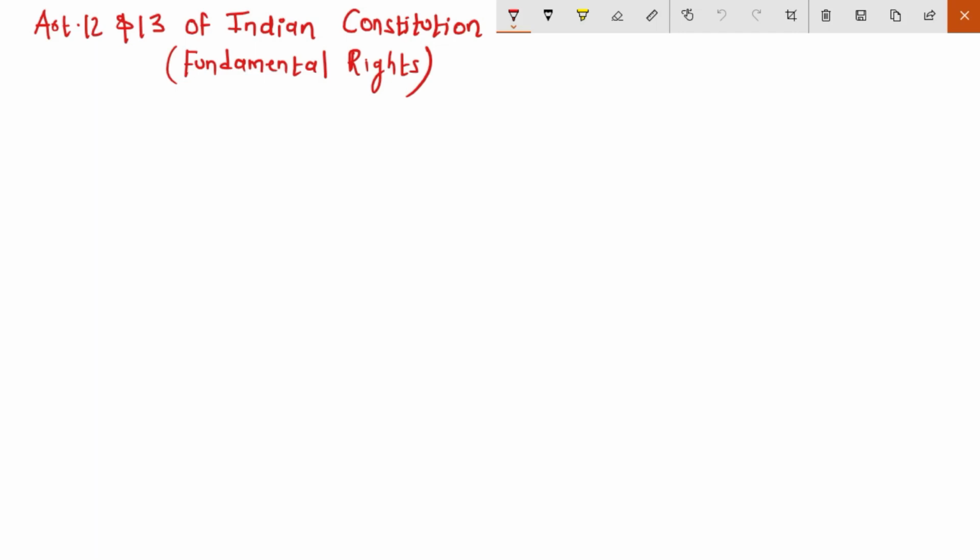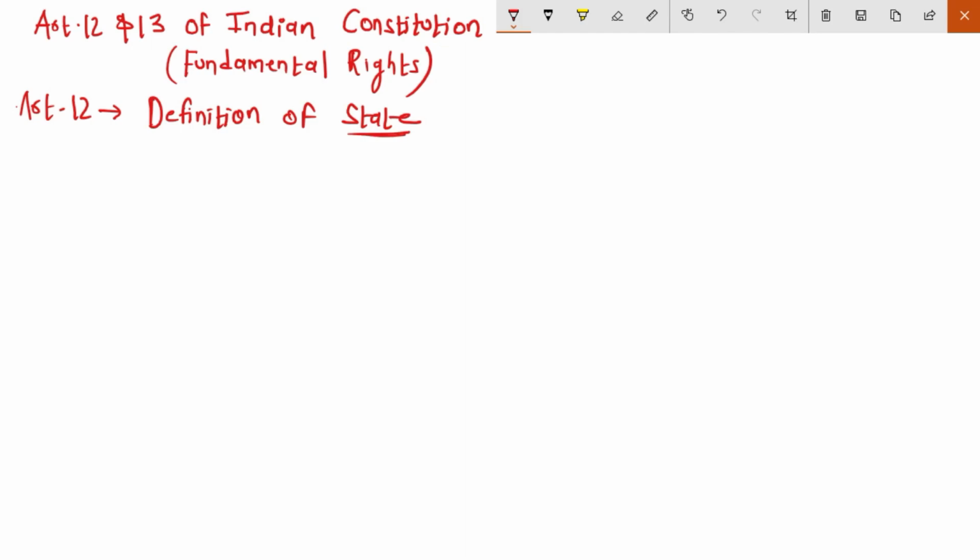So what basically is Article 12? First, we'll deal with Article 12. Article 12 gives the definition of state. In my previous video, we learned that fundamental rights put some restraints on the state in order to give privileges to the individual. So it is necessary to understand what the state actually is.